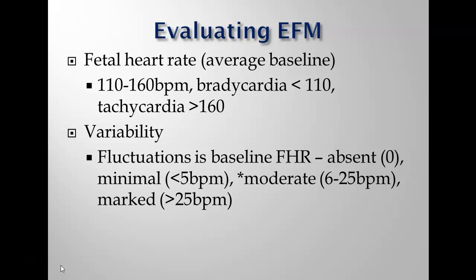When babies sleep, they don't usually sleep for longer than half an hour. So really you should see this minimal pattern start to get back up to a more moderate variability after about 30 minutes. Moderate variability is when the fetal heart rate fluctuates between 6 and 25 beats per minute. This is the ideal. This is the normal fetal heart rate that we like to see. And then marked variability is if there's a fluctuation greater than 25 beats per minute. Sometimes this can indicate that there's a cord compressed or wrapped around somewhere, causing these major fluctuations.